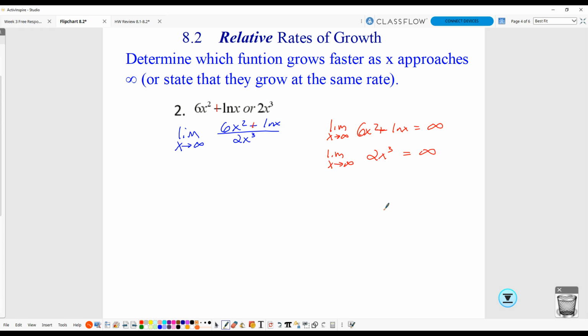I get infinity over infinity, and again, you don't need to say L'Hopital's applies. You need to do this part. You don't need to say it applies, but just to stress to you that you need to test that it does work. I've been writing that. Okay. Derivative of the top: 12x plus 1 over x, over 6x squared. And then here, just to clean things up a little, I'm going to multiply by x over x.